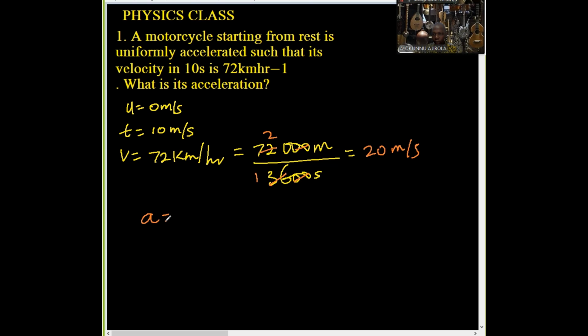So the acceleration that you're looking for is v minus u over t, and that is 20 minus 0 over 10. Then this is 2 meters per second squared. So this is the first question there. Then the second one, is this clear to everyone?